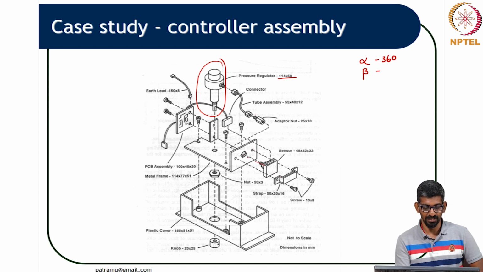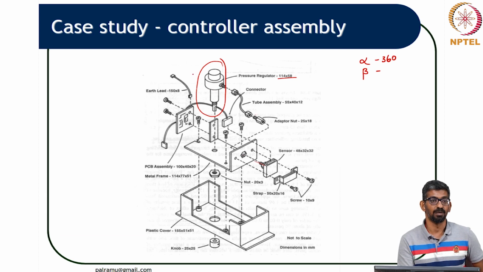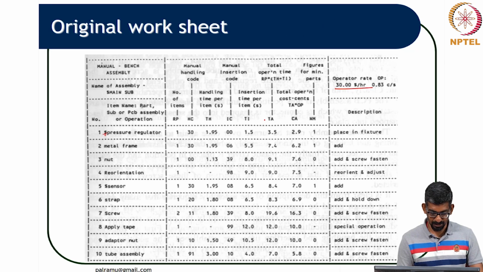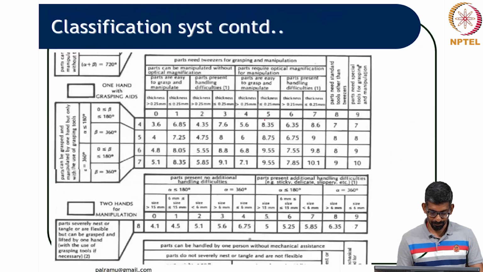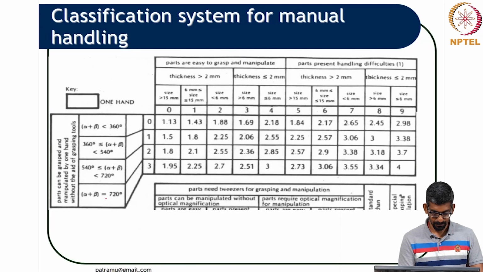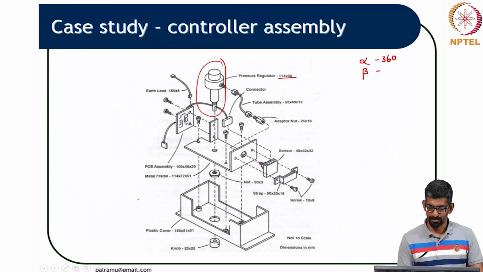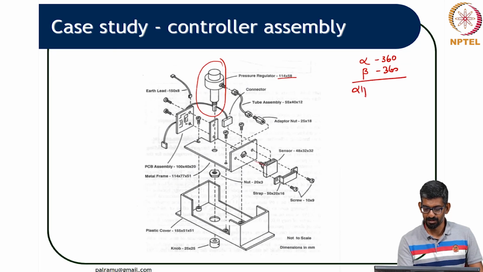So, if you change this from here to here, the tube need not necessarily come that far, at least the way it is drawn. Okay. So, if I remember, they use 30, right. So, it should be alpha plus beta equal to 720, right. This is 360. So, alpha plus beta was equal to 720 in this particular case.